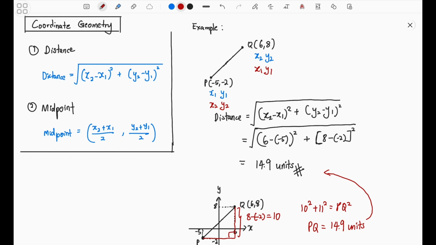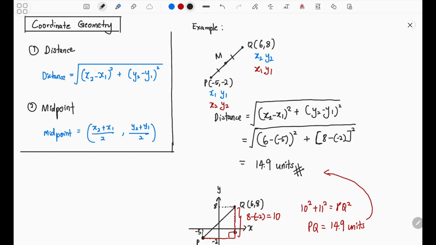Okay, now moving on to finding the midpoint between point P and point Q. We know that the midpoint is the point that separates point P and point Q equally into two. So I can say that my midpoint would be somewhere at this area. Okay, I call it M, and it will separate my line PQ equally into two.